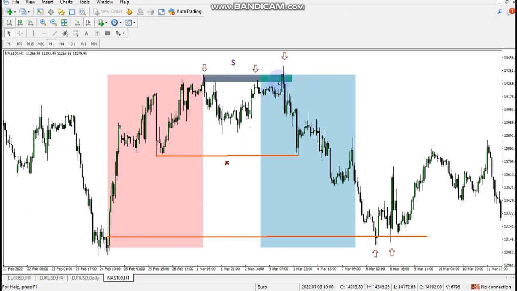So the chances, if we are here on our rejection block, the chances for the market to go up is 10%. 90% of the chances for the market to go down, because it has to balance this previous bullish unfilled gap. Do you understand?